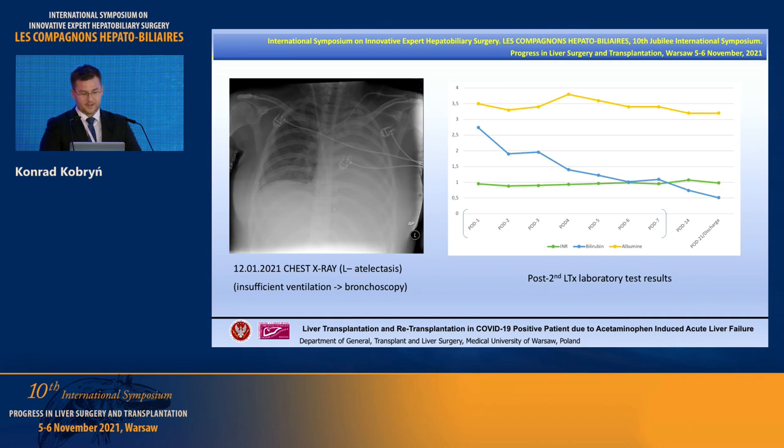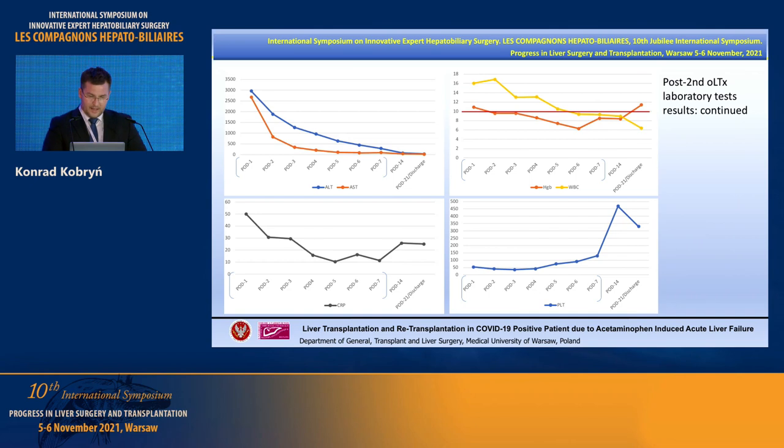This is also a chest X-ray showing the advanced pneumonia of the right lung especially, and the lab tests after the second liver transplant were on the first part of the graph. You can see that we focused here on the first 7 days, as the next 2 weeks were rather uneventful, and the normalization of the parameters was typical. So what wasn't typical was that the white blood count was elevated for a longer period of time, and we could see an inflammatory peak again directly after bronchoscopy.